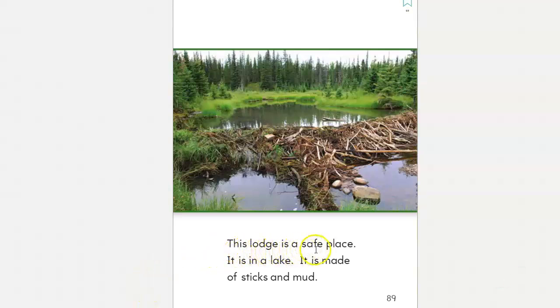This lodge is a safe place. It is in a lake. It is made of sticks and mud. Do you hear a word that we said on this page that has the soft C sound? The word place. When you say the word place, you hear S at the end, but this is the soft C, place.